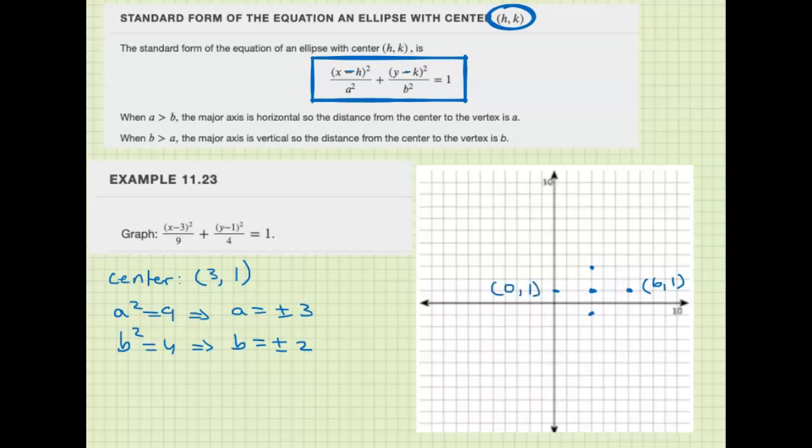Okay? So we can draw this ellipse like this. There we go. Okay? Awesome.